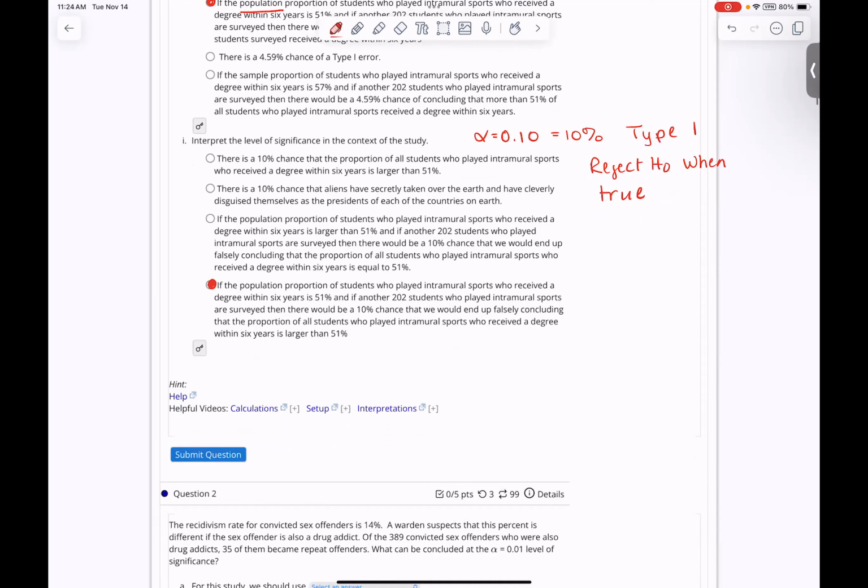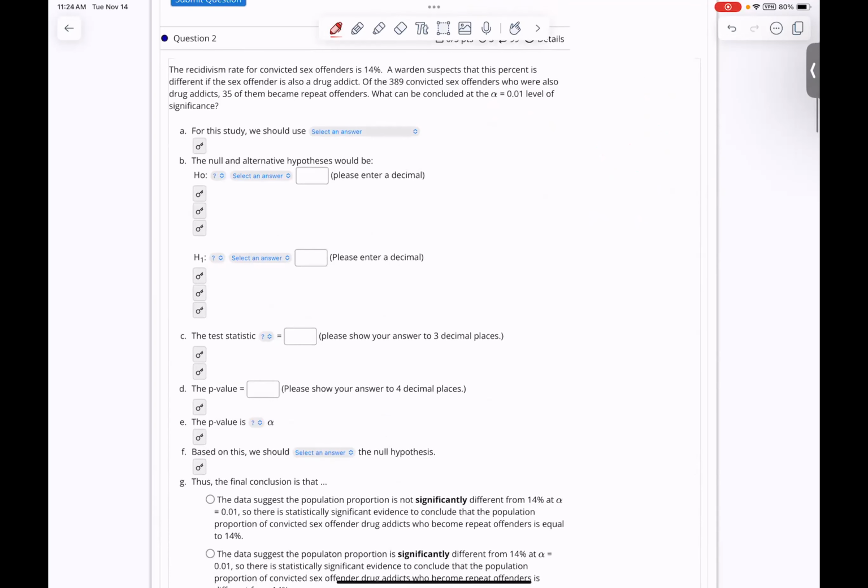All right, problem 2. The recidivism rate for convicted sex offenders is 14%. A warden suspects that this percent is different if the sex offender is also a drug addict. Of 389 convicted sex offenders who are also drug addicts, 35 of them became repeat offenders.